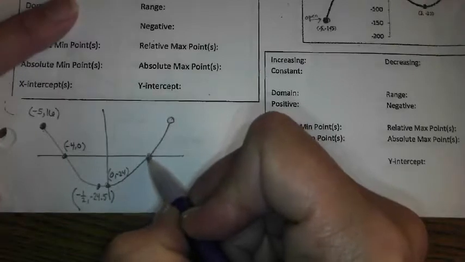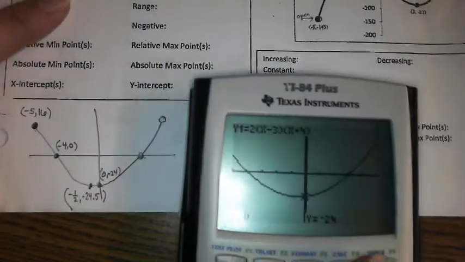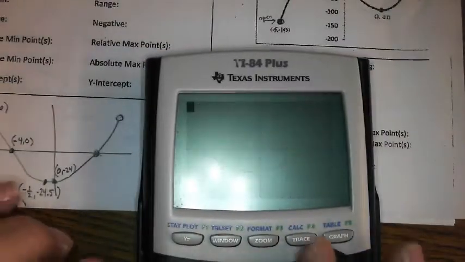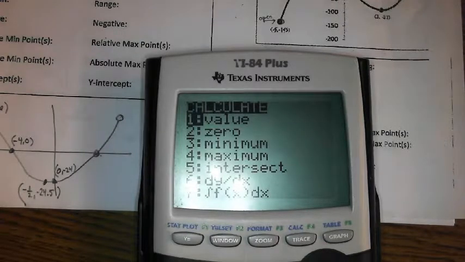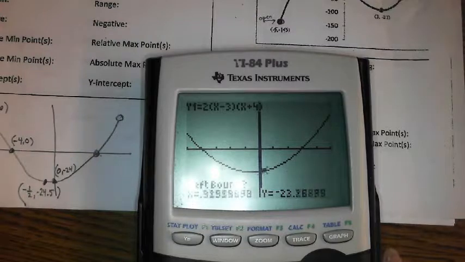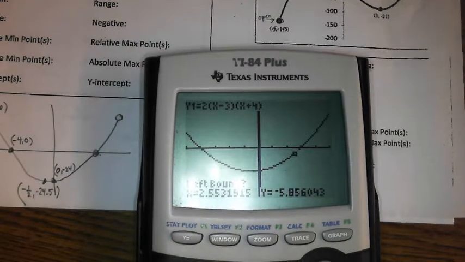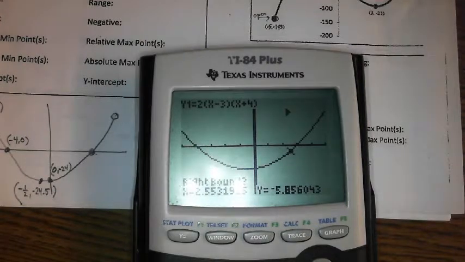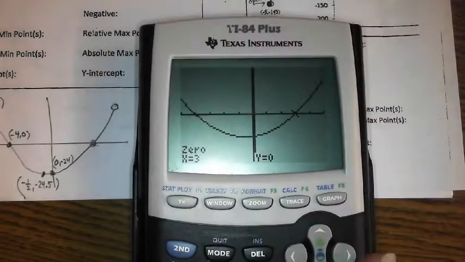Next critical point is my next x-intercept. Second trace, look for your 0. Get your cursor to the left of that 0. Approximately there looks good. Hit enter. To the right of that 0, hit enter. Guess, hit enter. And 30.